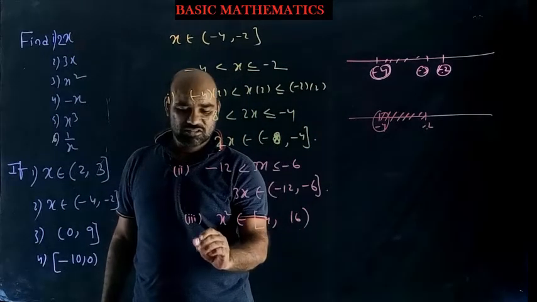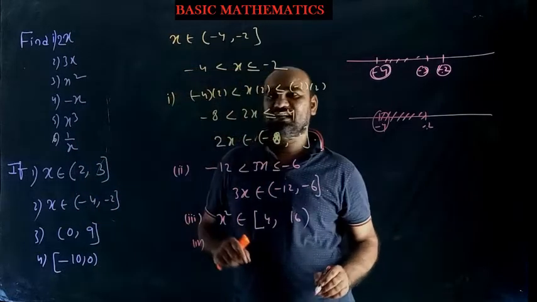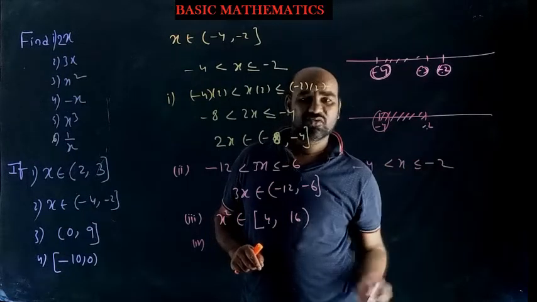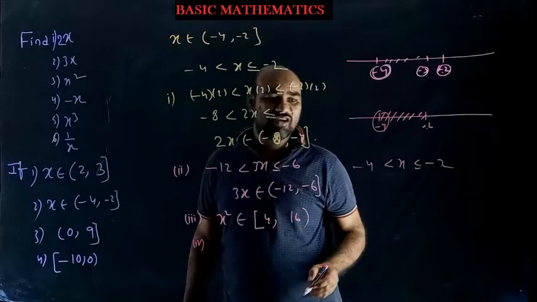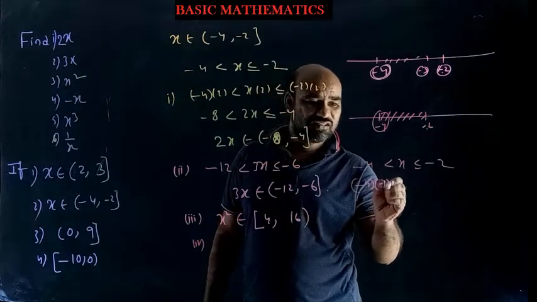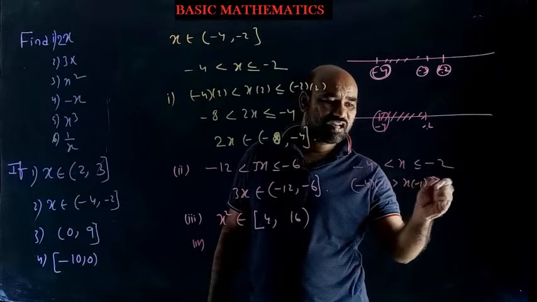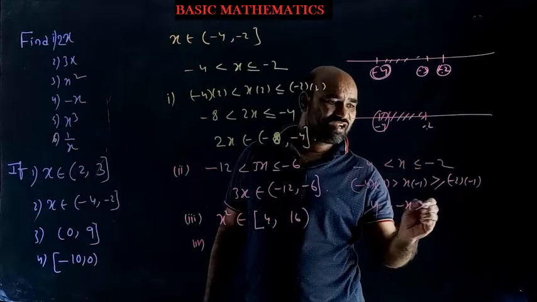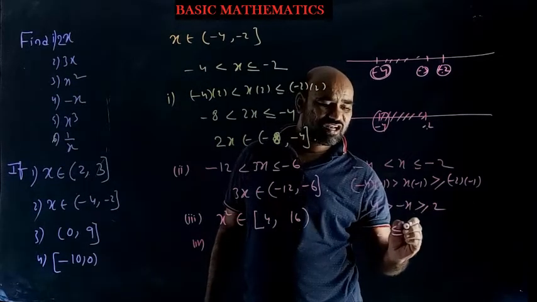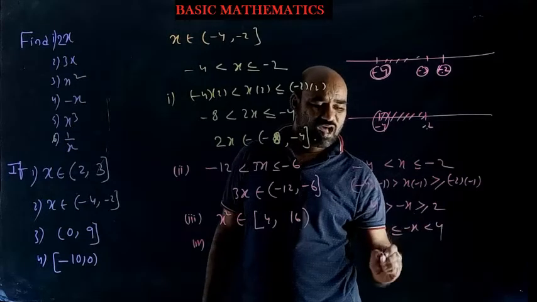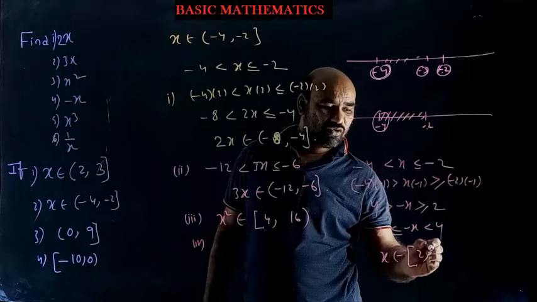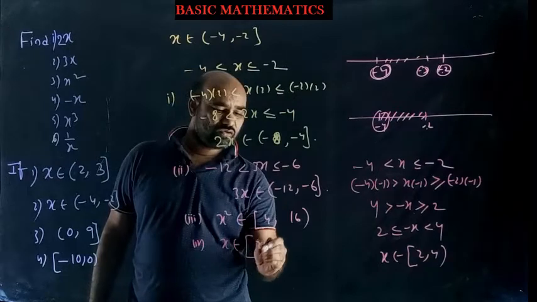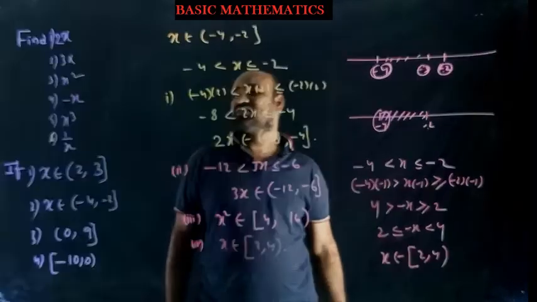Fourth one. We need to multiply by minus 1 on all sides, so the inequality will alter. Minus 4 less than x less than or equal to minus 2. Multiplying by minus 1, the inequality alters: minus 4 into minus 1 greater than x into minus 1 greater than or equal to minus 2 into minus 1. This is 4 greater than minus x greater than or equal to 2, or in other words 2 less than or equal to minus x less than 4. So x belongs to closed 2 to open 4. Here you can write the direct answer, minus x belongs to closed 2 to open 4. That is the value of minus x for this problem.